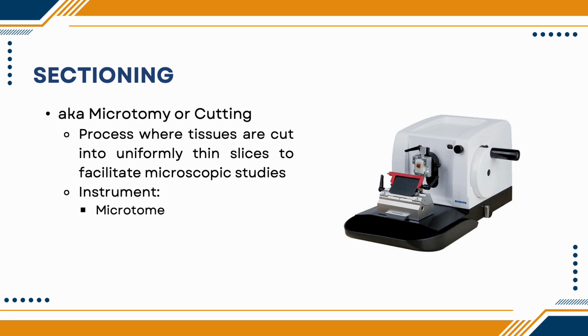So what is the difference between trimming and sectioning? Trimming often cuts the tissue block but not necessarily the tissue embedded in the block, whereas sectioning cuts the embedded tissue into thin slices, typically around 5 to 10 microns, depending on the embedding medium used. Okay?